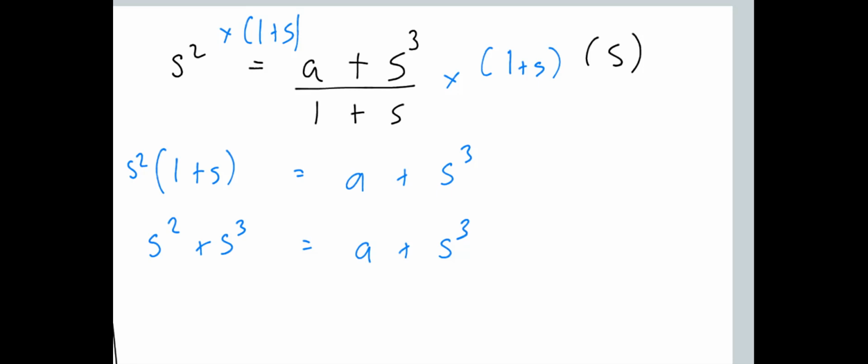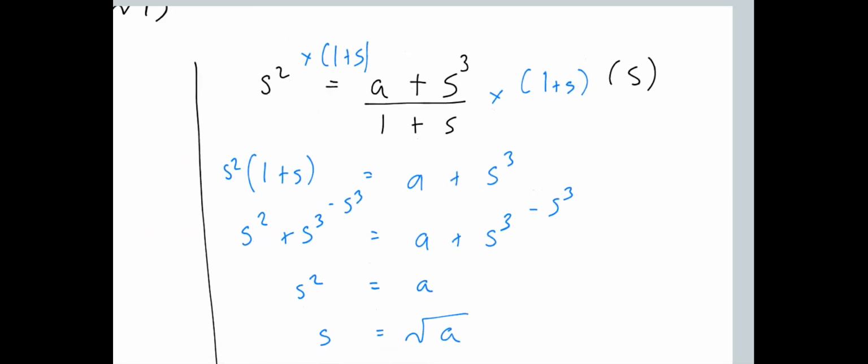Now, I would need to get rid of the s cubed from the right-hand side. I want to collect my s's onto one side of the equation. So I subtract s cubed from that side, and I do it from that side. And thankfully, that actually gets rid of the s cubed, leaving me with just a on the right-hand side. And so s is equal to the square root of a, and we're done. So if you got s equals root a, or square root of a, very well done.